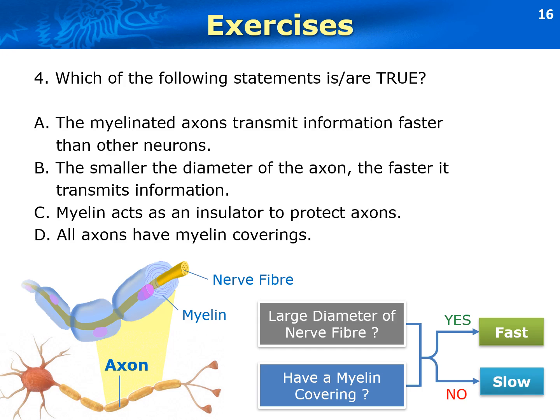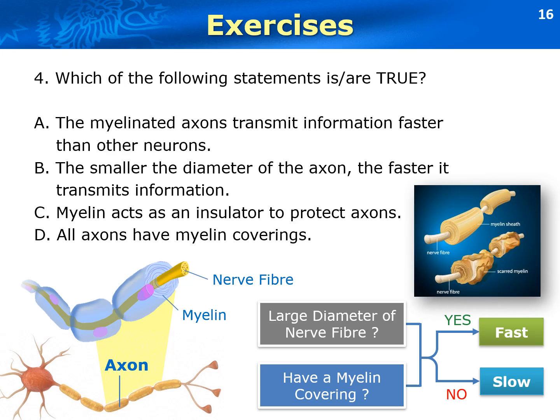Therefore, among A, B, C, the correct answers are A and C. D is not correct, because some axons may not have myelin coverings. In adults, some infections, stroke, or immune disorder can damage the myelin.